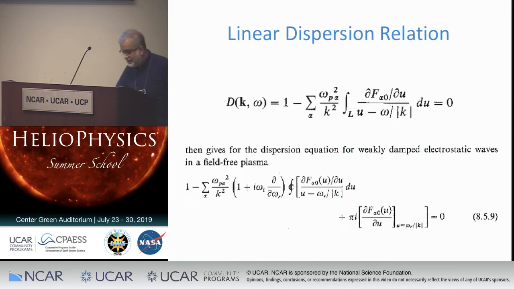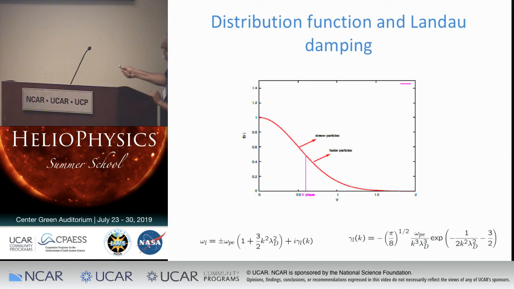In the picture that I was showing you before, it's the sign of the slope that is extremely important in determining whether you have growth or damping in this problem. And because of the slope being negative, with many more slower particles than there are faster particles, the wave is essentially damped due to wave particle interaction. Energy is extracted from the wave.